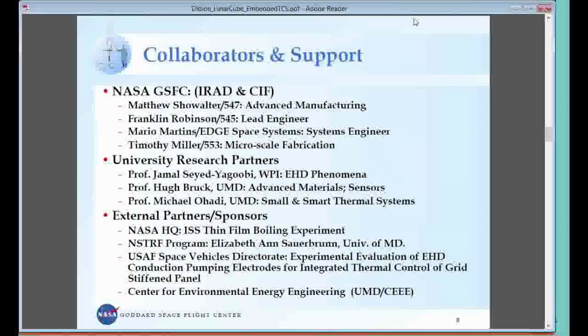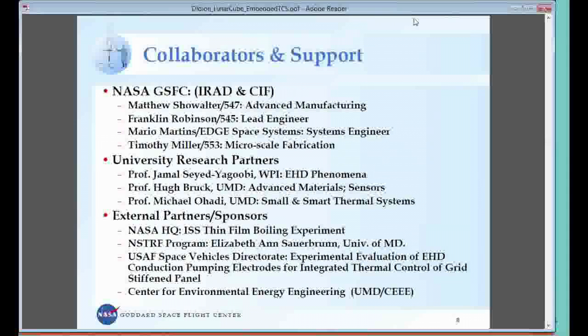This is kind of the Darwinian aspect. These are the external partners that I have, Jamal, Hugh Bruck, and Mike O'Hattie. I don't fund them. We write proposals and generate our own resources. And we do have some sponsors, NASA headquarters, NSTRF, those of you who have any bright graduate students, real good program. The Air Force is giving us some money, and we're cost sharing with CEEE at Maryland. Go on again.